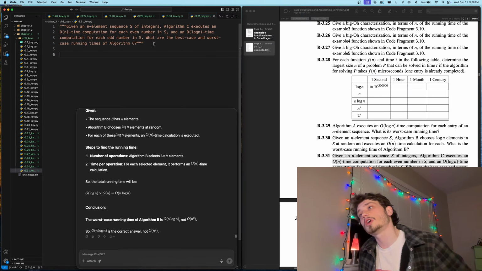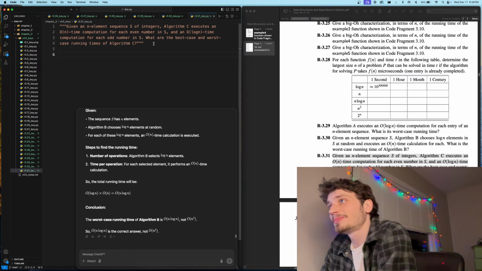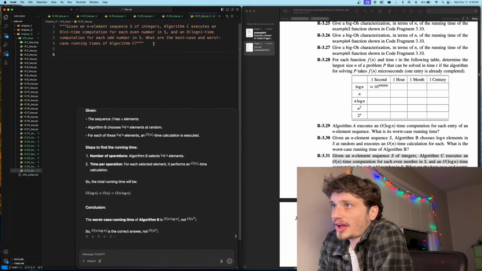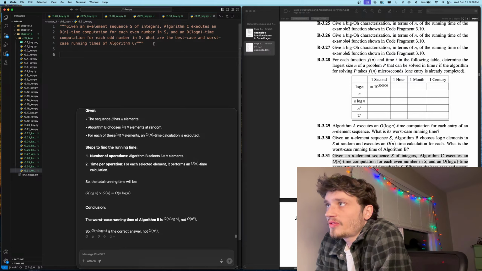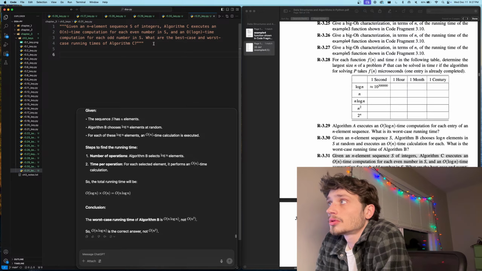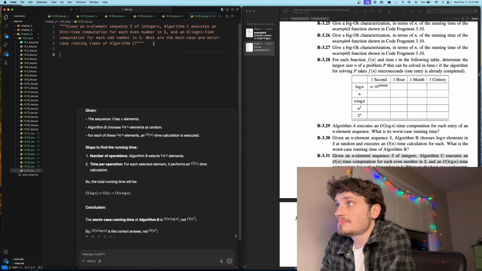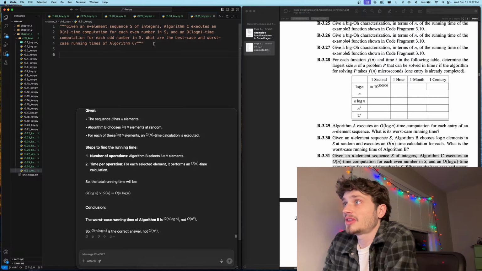Okay. Well, let's think about this. So if we have a sequence S of integers, like 1, 2, 3, 4, 5, algorithm C is going to take O of n time computation for each even number and an O of log n time computation for each odd number. I think the best case running time, right, if there's only one element in the sequence, either one odd or one even, the best case would be that we start off with a value of 1 and we are given a running time of log n as the best running time.